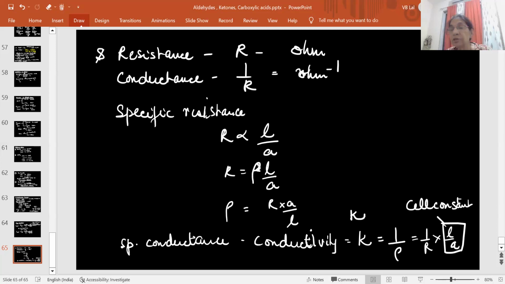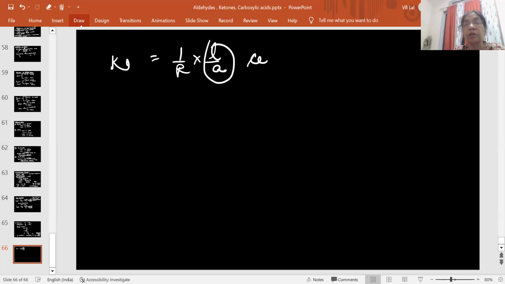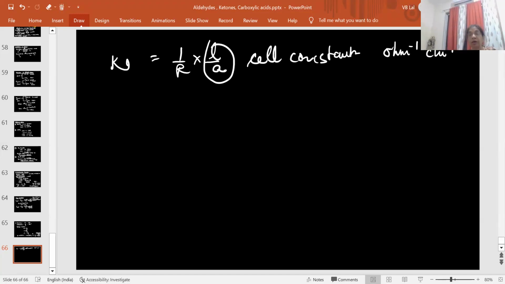Okay. Cell constant. So let me write on another page. The most important equation here is kappa is equal to 1 by R into L by A. L by A is cell constant. Okay. And what is the unit of kappa? It is ohm minus 1 and centimeter minus 1. Just write that. So all these questions will be based on all these formulae.